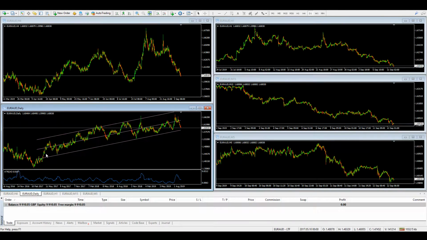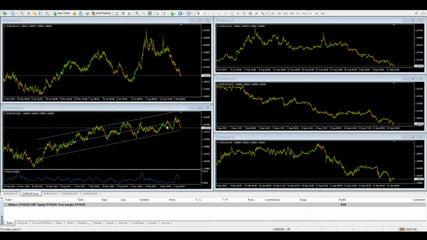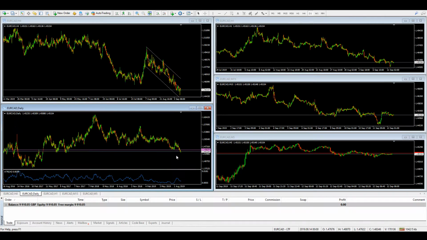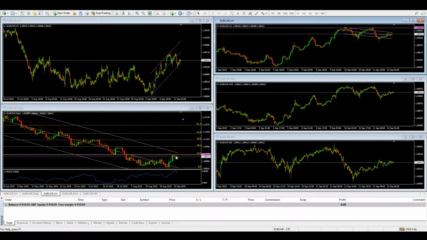So Euro AUD, this is definitely bullish on the daily, but again, there's no signs of reversal yet, so this could potentially go long. All of our lower time frames are bearish at the moment, so wait and see with that as well. EURCHF, no, that price action isn't really readable in terms of a trend.